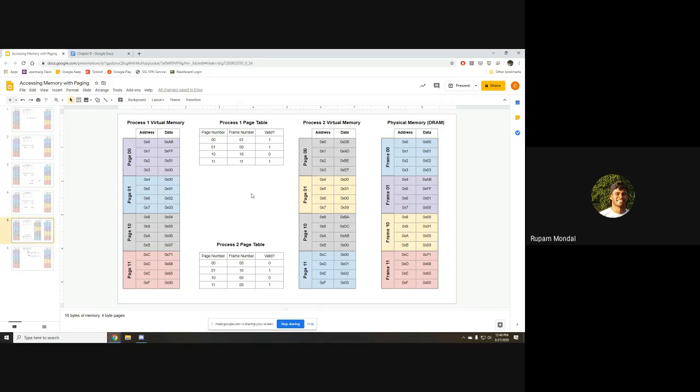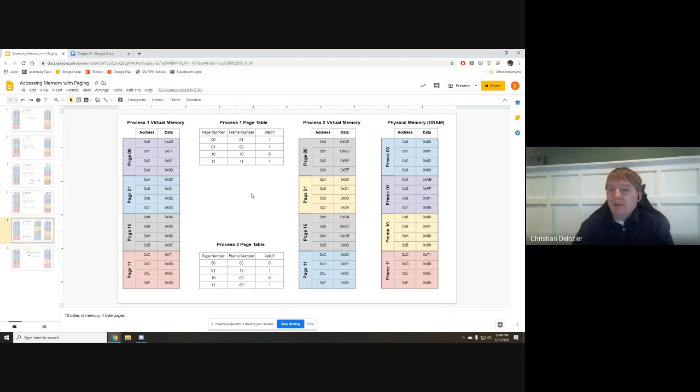What was the question again, sir? So why would we map two pages to the same frame? What does that allow us to do? I think the answer's in the chat. Yep, it's memory sharing. Yeah, so page 01 and page 11.